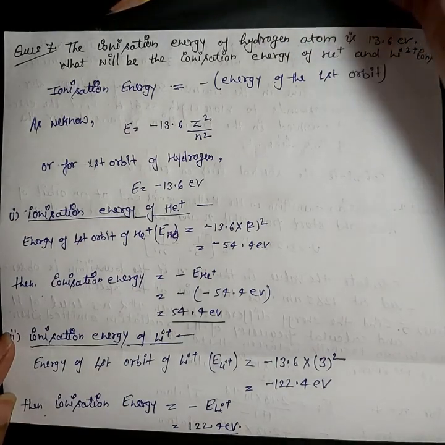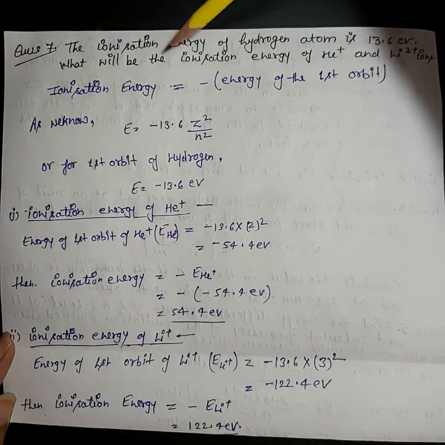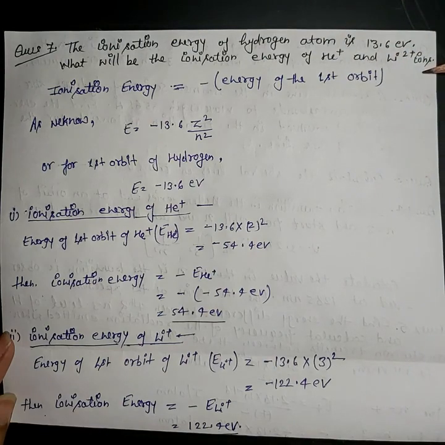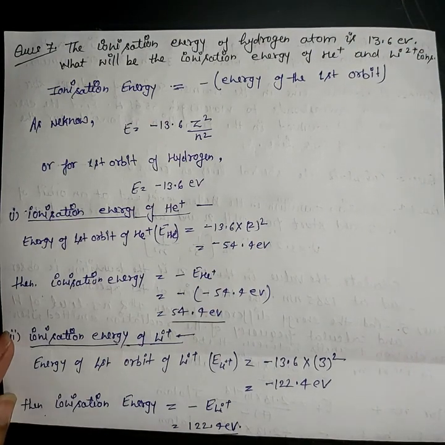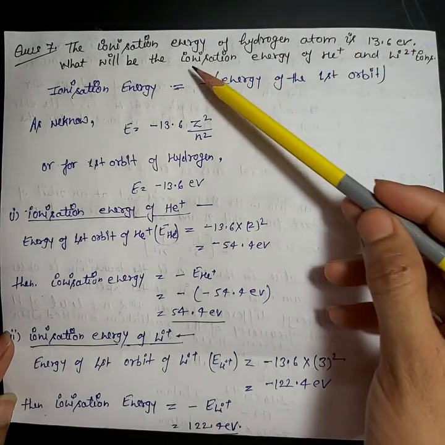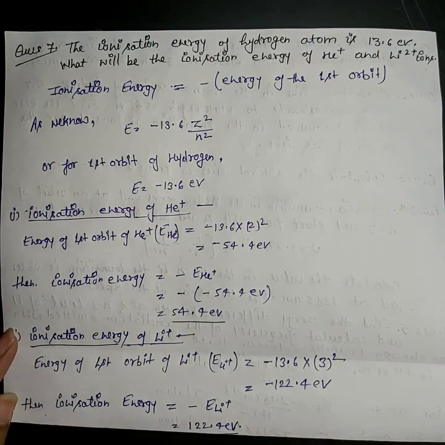The seventh question is, the ionization energy of hydrogen atom is 13.6 eV. What will be the ionization energy of He plus and Li plus 2 ions? In this case we have to calculate the ionization energy for the helium ion and the lithium ion. First of all we should know what ionization energy is. Ionization energy is the energy required to eject the electron.